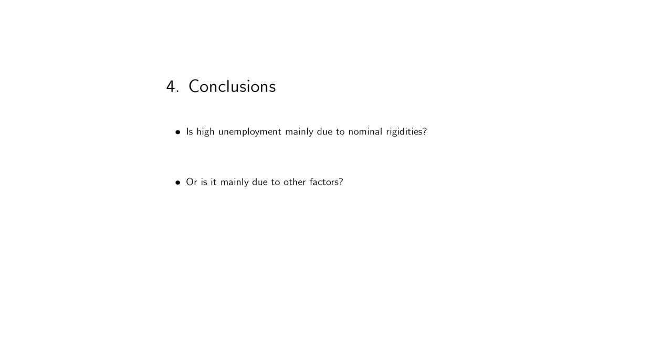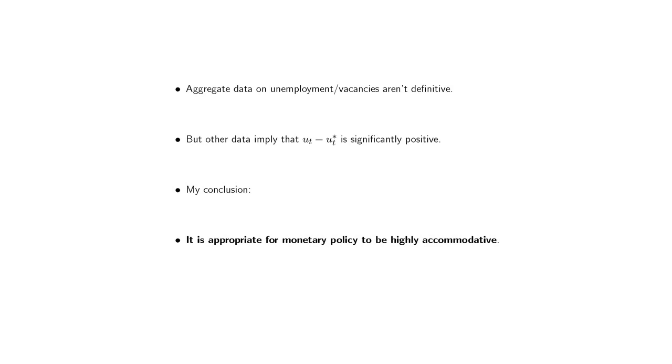So let me wrap up here. Is high unemployment mainly due to nominal rigidities, or is it mainly due to other factors? That's the question that confronts us as monetary policymakers. And the problem is the aggregate data on unemployment and vacancies just aren't definitive on this. You can't look at those data alone, because you end up with a wide range of possible answers. If you look at other data, survey data, inflation data, those data imply that the gap between the observed unemployment rate and the natural rate of unemployment is, in fact, significantly positive.